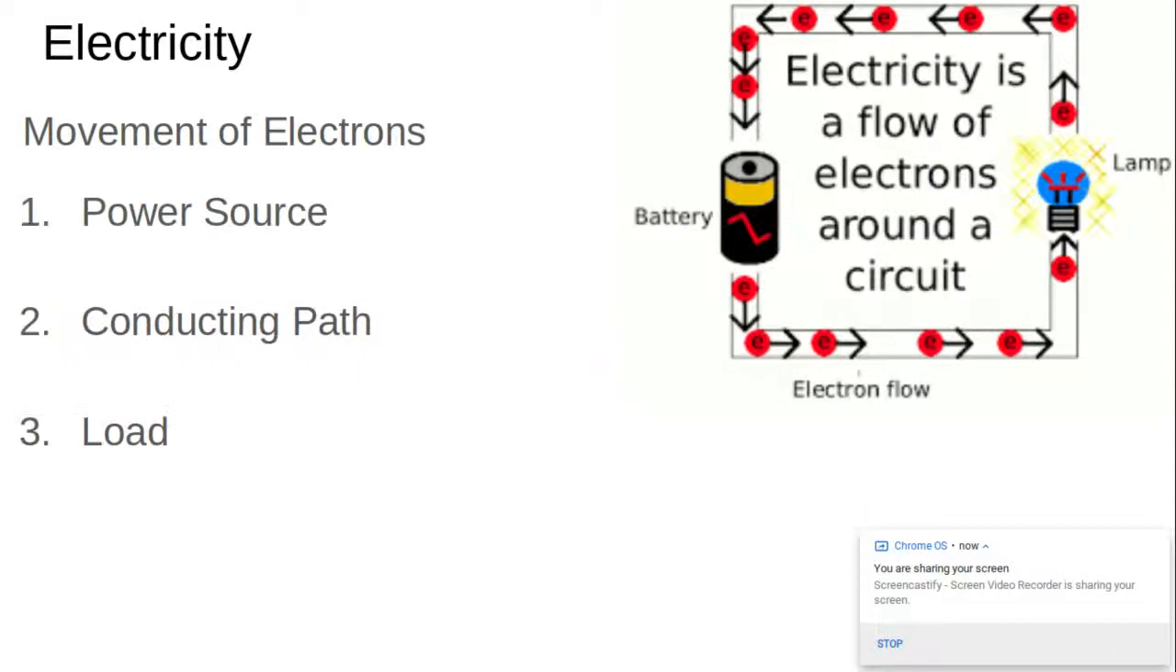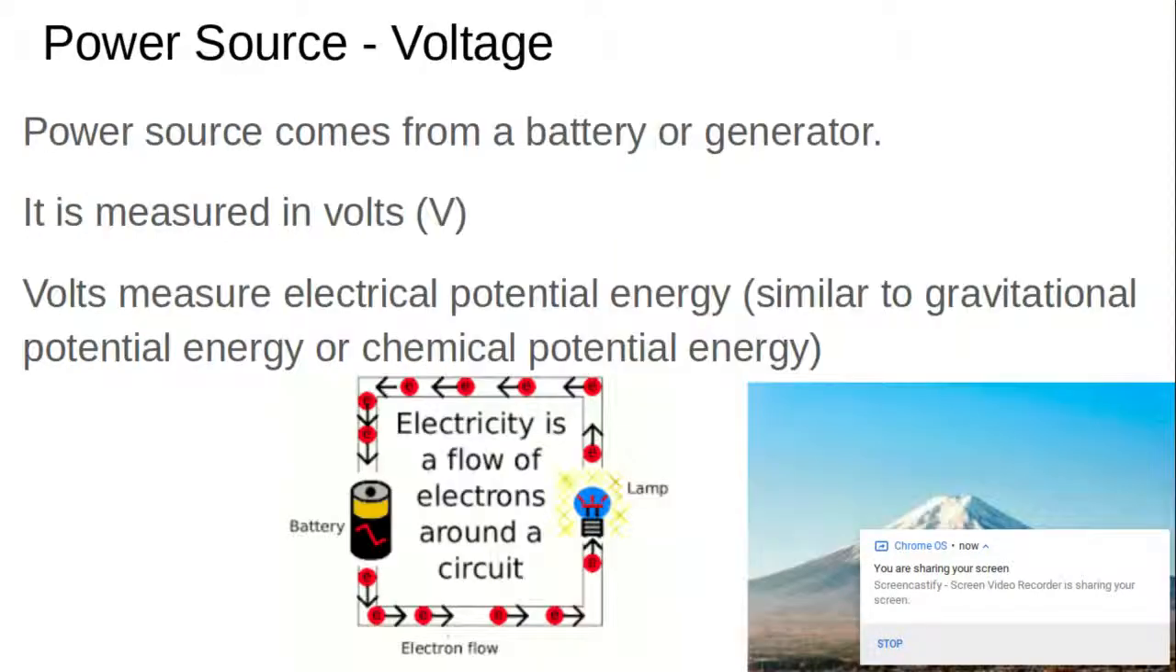All right. So we went through this earlier today, and we talked about the power source, the conducting path, and the load as being the main parts of a circuit. We're going to go through each of those parts. So the power source would be referred to as the voltage. The power source comes from a battery or a generator, right?